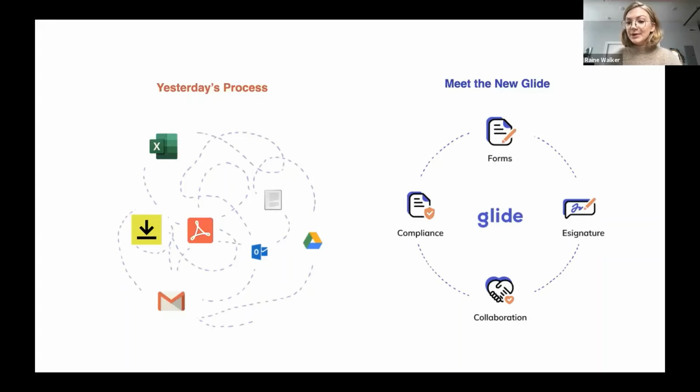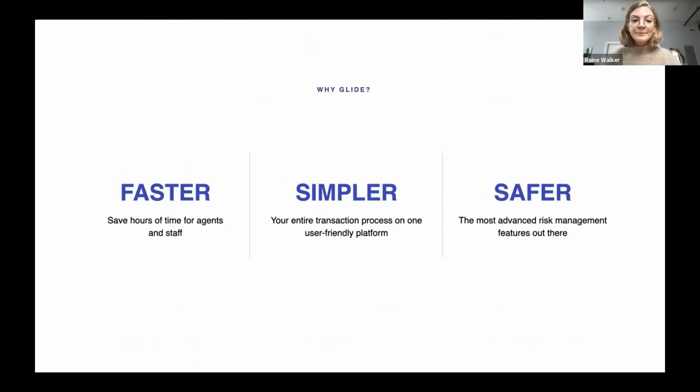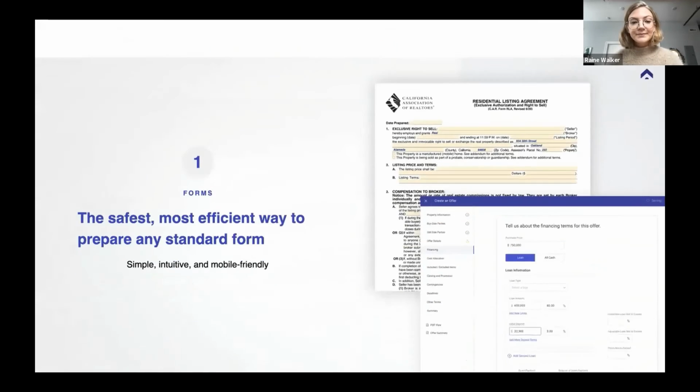We have really simple and streamlined ways to collaborate with your office admins, with your TC, with an assistant if you have them, straight within Glide. And then we have some cool tools for compliance, just to make sure that you're hitting all of your compliance standards and that everything is being done as safely and smoothly as possible. We have transaction templates, a clause library, all sorts of cool tools like that that will make your life quite a bit easier. And not going to spend too much time on this, but Glide just gives you a faster, simpler, and safer way to complete your transactions.